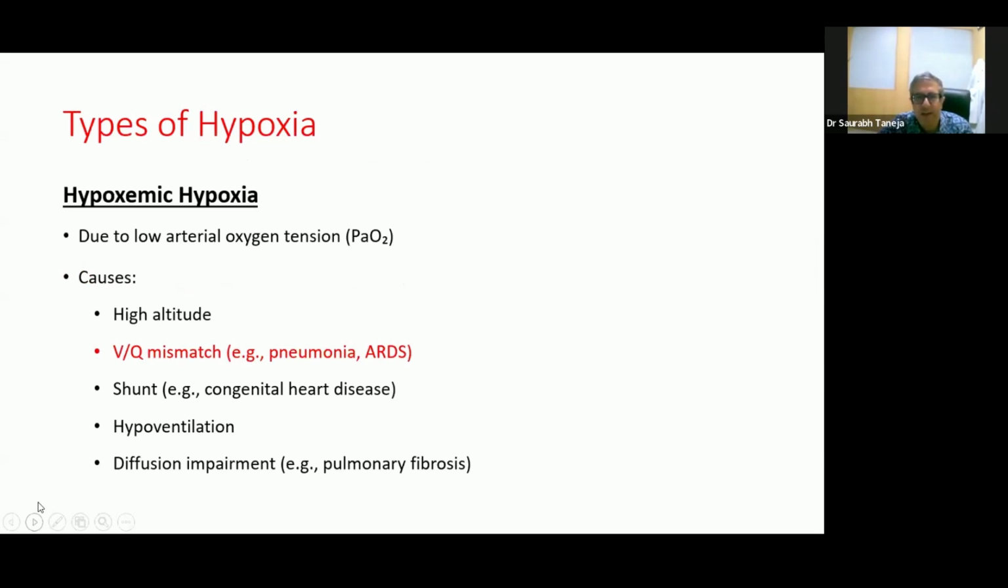When we move on to higher altitudes, the Himalayas and the base camps, we realize that the partial pressure of oxygen in the atmosphere itself is lesser. Then there is VQ mismatch, like pneumonia or ARDS, shunt, and impairment of diffusion. These are the other causes. Most commonly, it is ARDS or pneumonia that we find causing hypoxemic hypoxia.